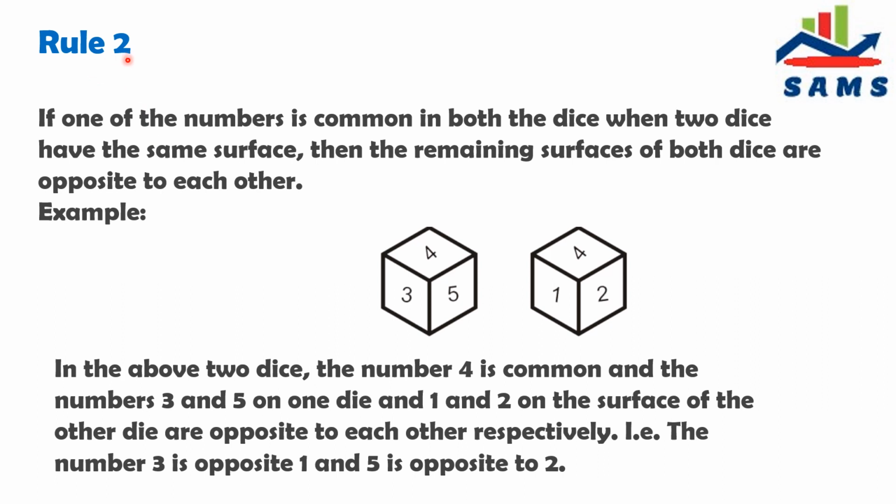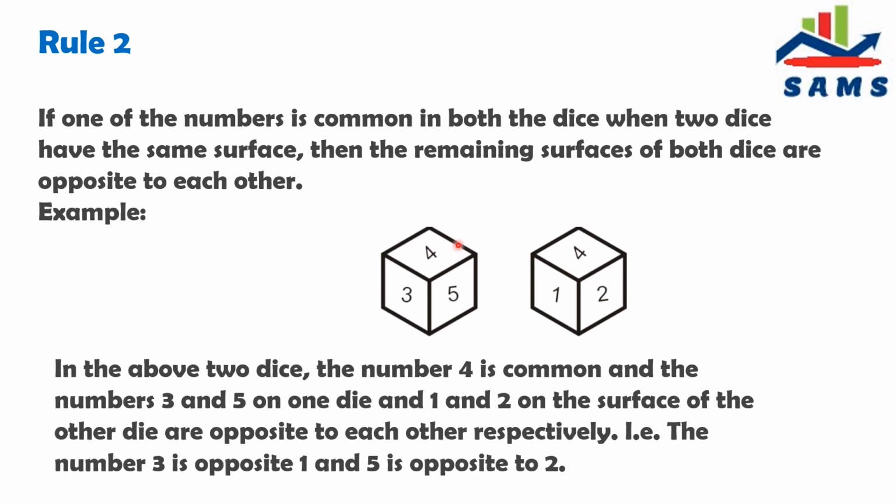Rule number 2 says that suppose there is a dice. If one number is common in both the dice, with the surface remaining the same, then the remaining surfaces are also opposite to each other. We have just discussed how to identify the number at the base. Now if you look at the same dice, both the 4s are on the top, along with 3, 5, 1, 2. What does that mean? 3 will be opposite to 1 and 5 will be opposite to 2. That is rule number 2.